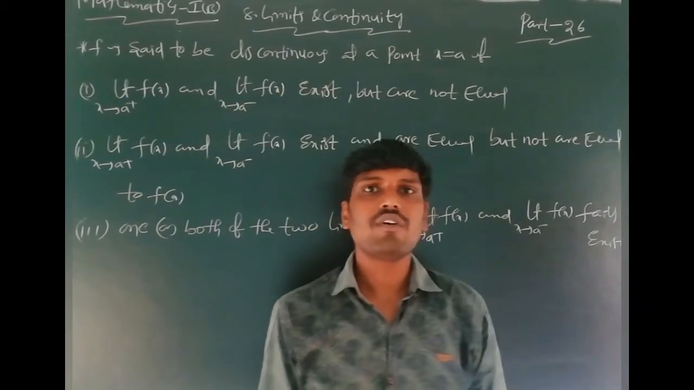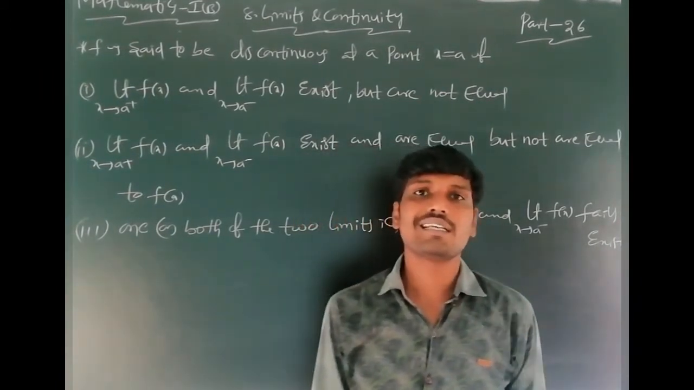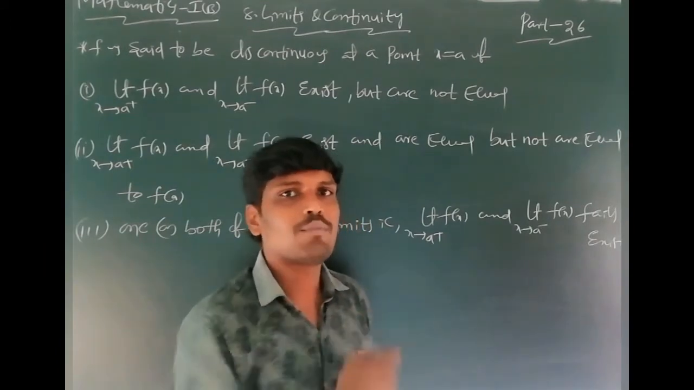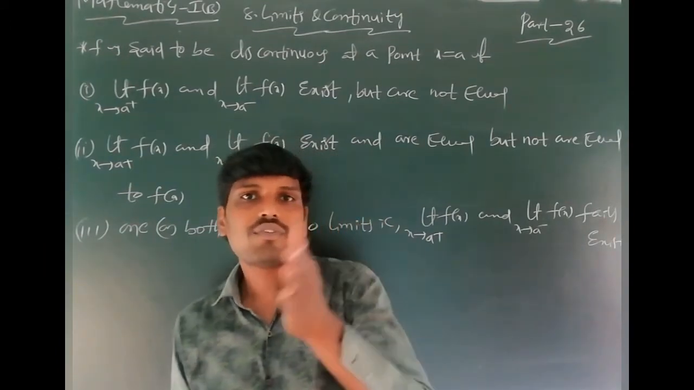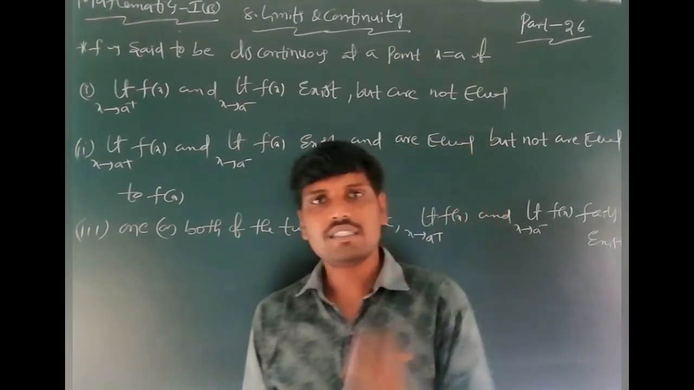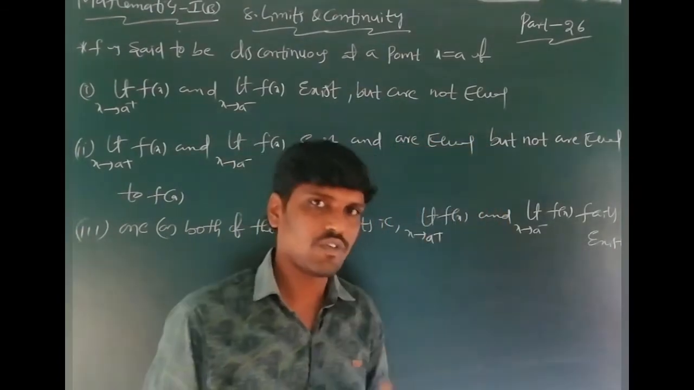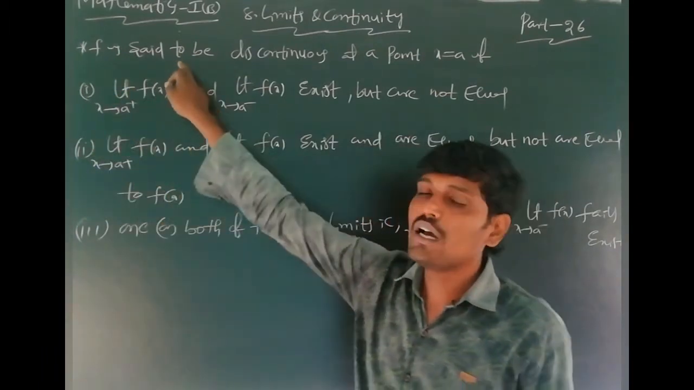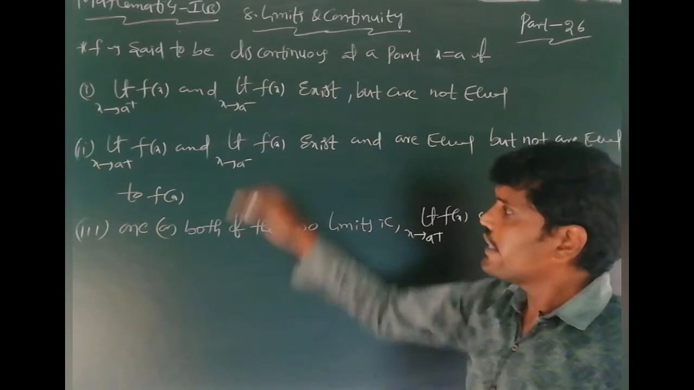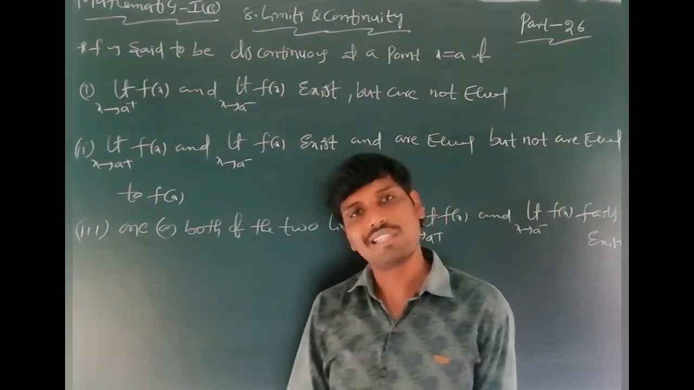Next, f of x is discontinuous at x is equal to A. Last problem completed, last formula completed. F of x is continuous at x is equal to A. Three conditions are explained in the last formula. This explains f of x is discontinuous at x is equal to A. Here also, to be discontinuous, there are three conditions.